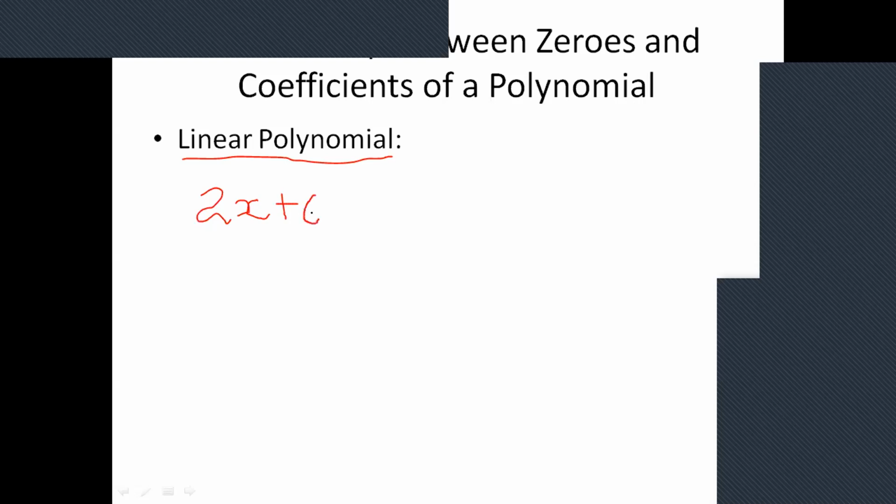2x plus 6. Now find out what the zero is. How do you find the zero? Is it in standard form? Yes, it is in the standard form ax plus b. Using that, I can identify that a is 2 and b is 6. Some of you have already answered.